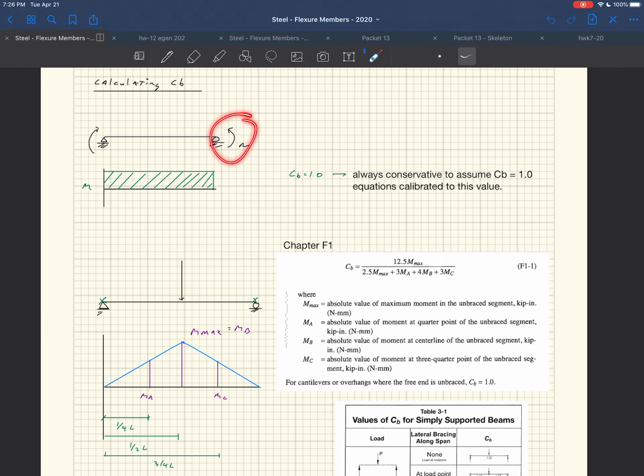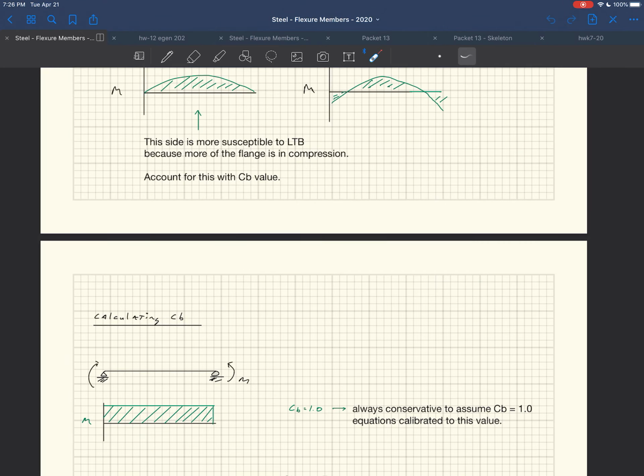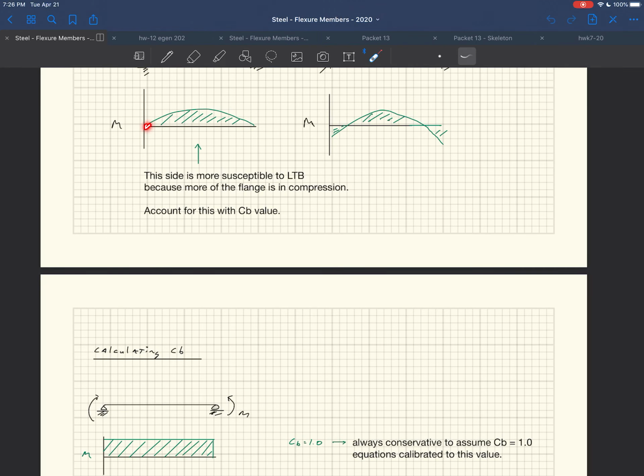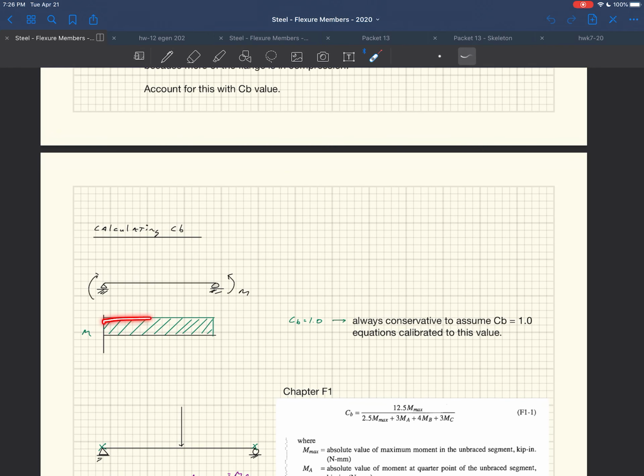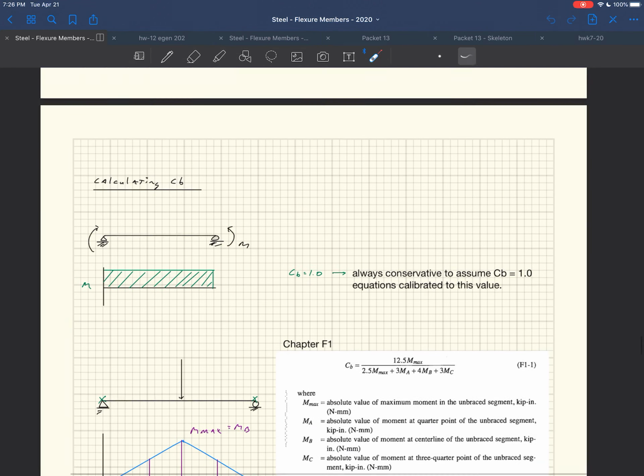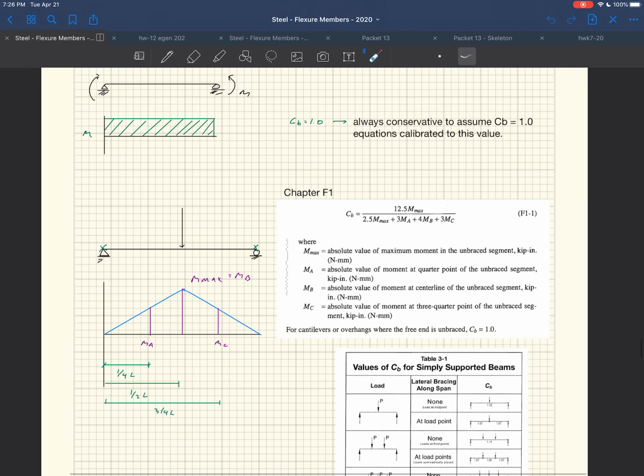The worst case scenario is a constant moment on either end. You have the worst case compression on the top flange across the entire length. It's the most severe over the entire length. Whereas in this case it's actually zero at the end, zero compression, then it goes up to the maximum and then down. The worst case scenario, Cb is equal to 1.0. Other than that, Cb gets bigger than 1 because it increases our capacity.